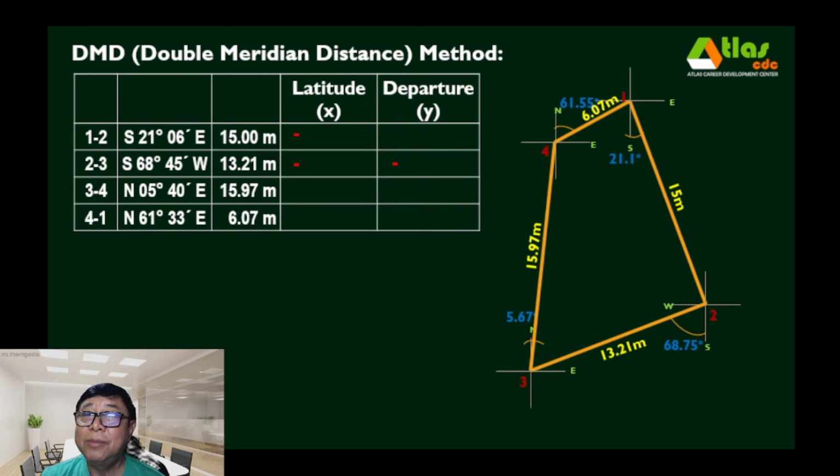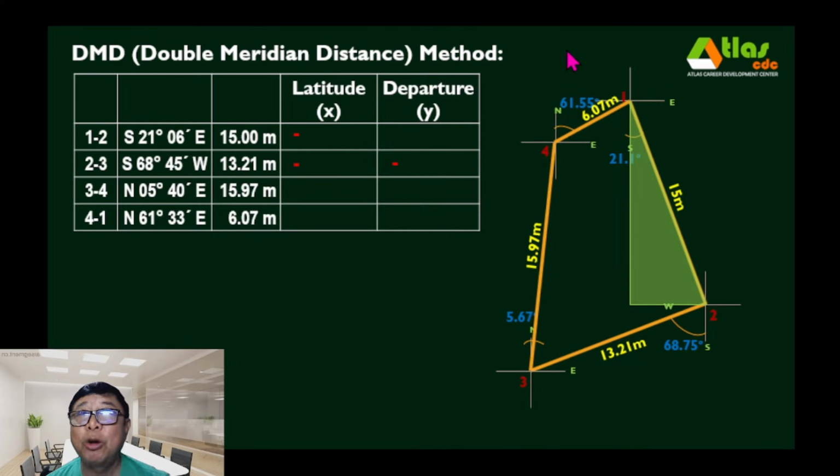So from there, referencing our drawing, we can make use of that to determine the latitude and the departure. Let us start first with point 1 to point 2. We can draw a triangle there. So if this is your angle, it means that this one will be your adjacent, and this will be your opposite, and this will be your hypotenuse. So making use of SOHCAHTOA, we can determine the adjacent and the opposite because we have already the hypotenuse.